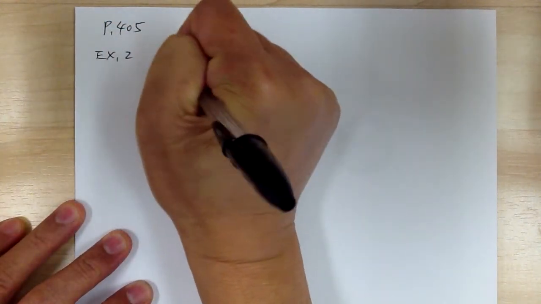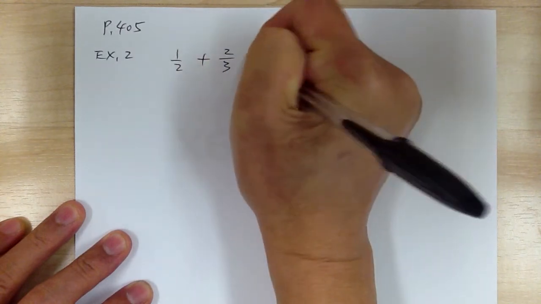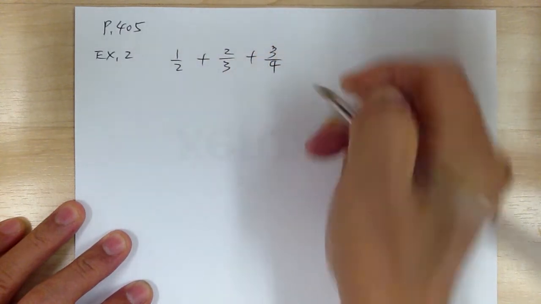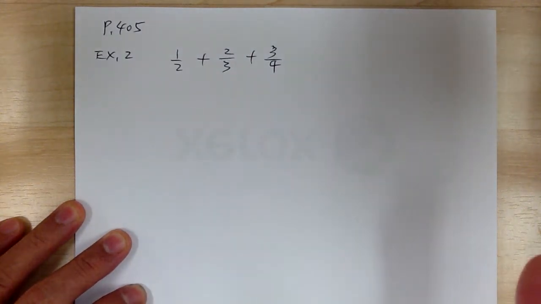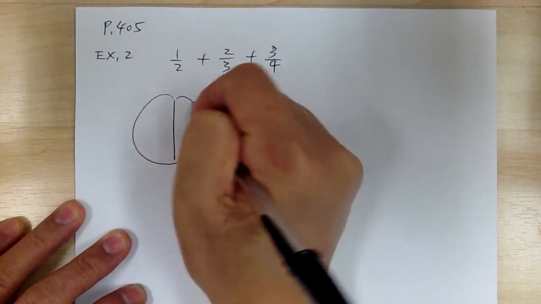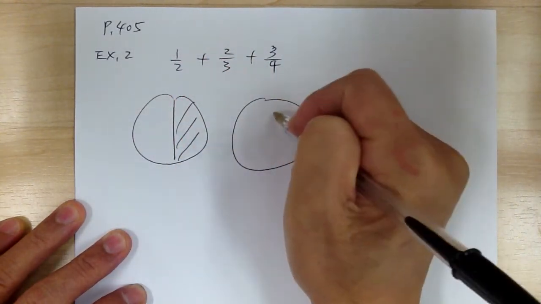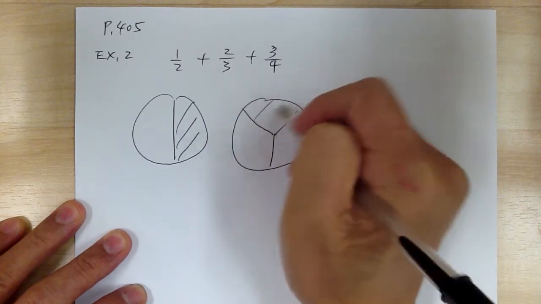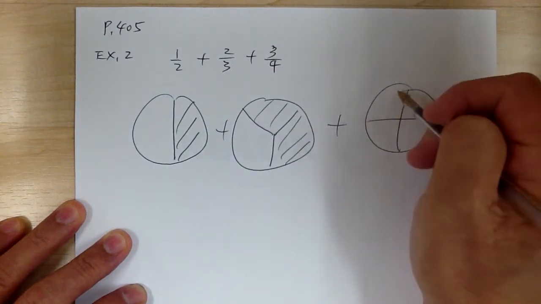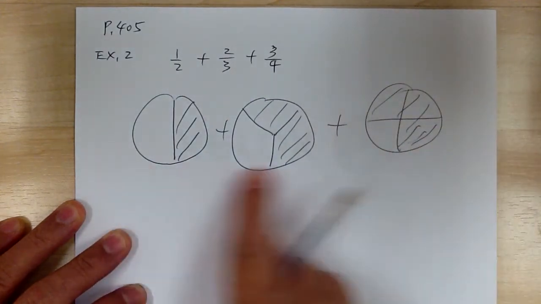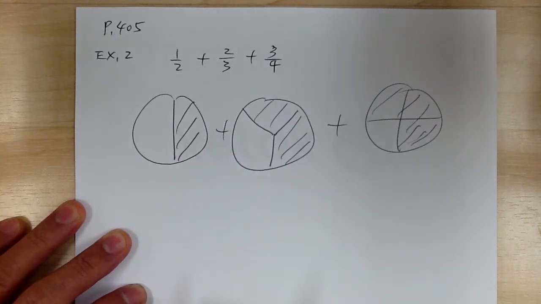So you have 1/2 plus 2/3 plus 3/4. Okay, so when you have different denominator, that means think about a pizza, right? Different denominator means different sizes of pizza. So 1/2 is like this. Okay, 2/3 is like this. Okay, 3/4 is like this. So you cannot just add them together because they're all different sizes. So you need to cut the pizza into the same size so you can add the slices together.